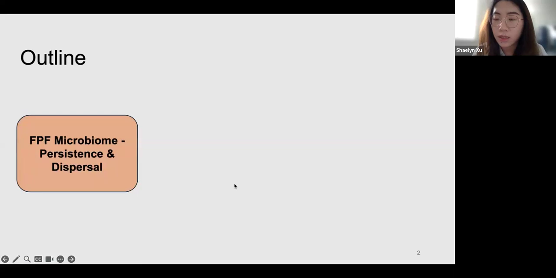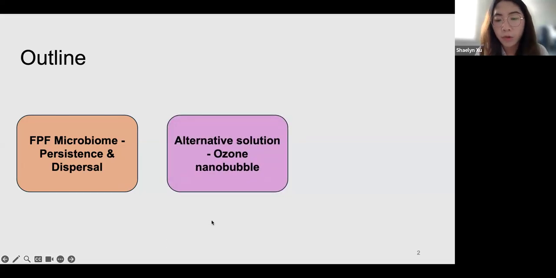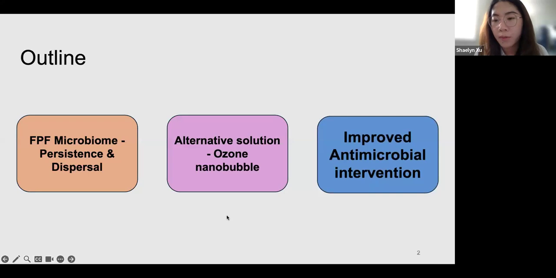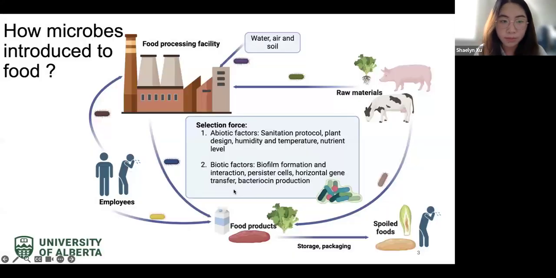So as I said, in this talk, I will mainly focus on two things. The first is to reveal what microbes are there, and how they persist and disperse across a processing facility or over time. The second is I will show my findings of how using the ozone nanobubble to control the microbial spoilage, based on both the lab result and the pilot scale result. Ultimately, I want to use those two findings to provide insights for improved antimicrobial interventions.